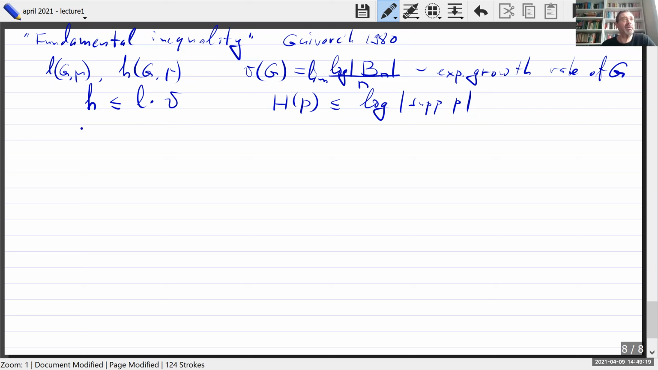Okay, so now let me rewrite it in slightly different ways. I will normalize by the rate of escape, and then this inequality takes this form, that the ratio of the entropy and the rate of escape does not exceed the volume growth of our group. And this inequality actually is very similar to one of the fundamental inequalities of topological dynamics, that the measure entropy of a transformation does not exceed the topological entropy.